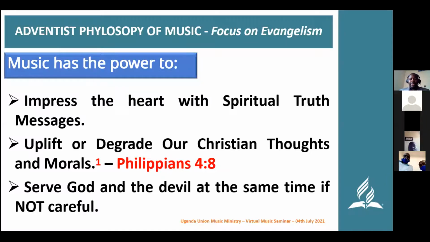The other point is music has the power to serve God and the devil at the same time, if you're not careful. Depending on how the song is arranged, it can have the devil being worshipped instead of God.